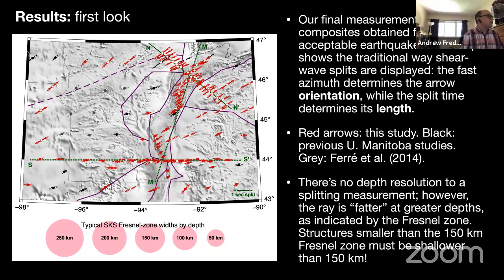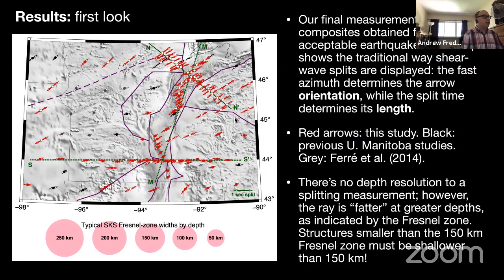Black arrows, like these ones here, there's a few here, are from a previous study from the U of M research group, and let's use this same basic method. The gray arrows are from a study by Ferre et al. from 2014, which used a similar method, not exactly the same, but close enough to be pretty comparable. There's another published study that I'm not showing here because it uses a method that tends to give significantly different results. Now, you can see mostly that these are varying quite a bit.